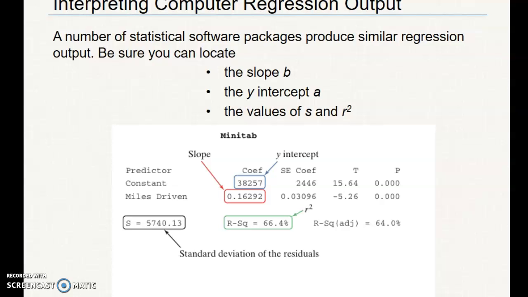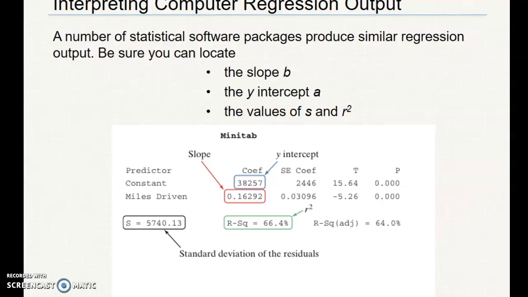So I'll show you what I would do when I'm with you guys. That first number that's highlighted there, that is your slope. Let me write it down real quick. And then our y-intercept is equal to 38257.